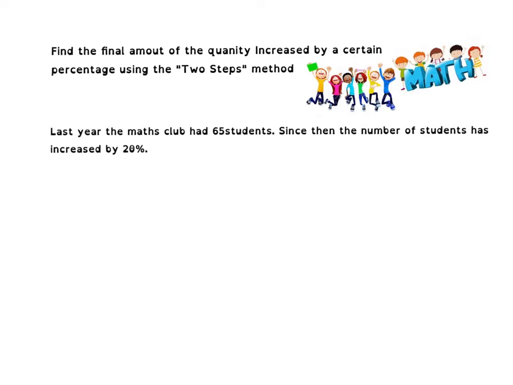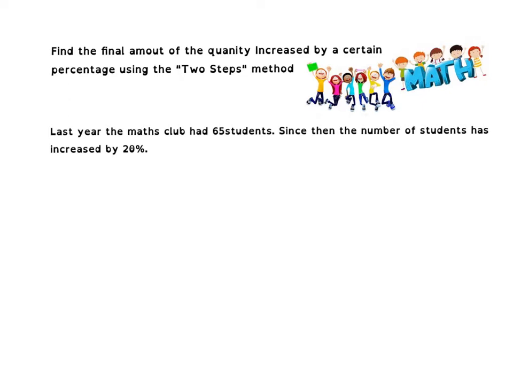An example that I'm gonna refer to is about the Maths Club. What has been recorded is that last year the Maths Club had 65 students. Since then the number of students has increased by 20%, which is great. But we would like to know what is the total number of students in Maths Club. And as I mentioned before, I'm going to use the method that's called two steps.